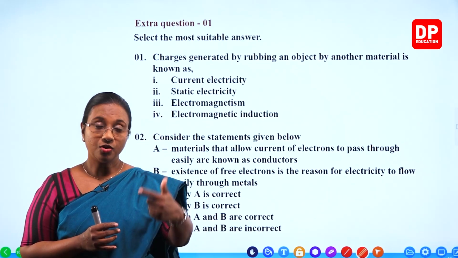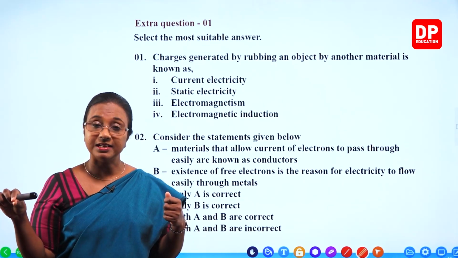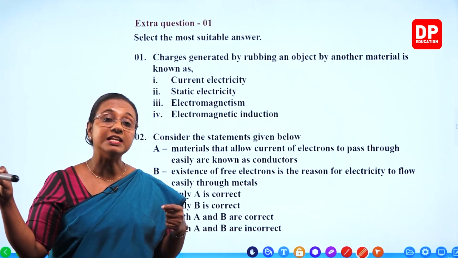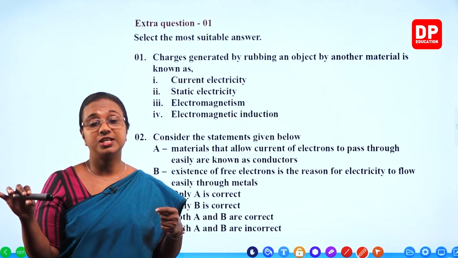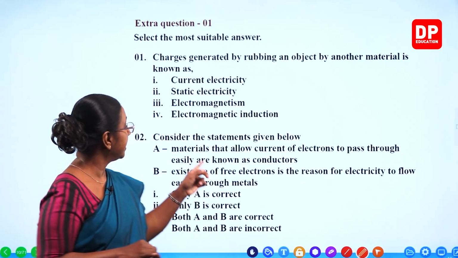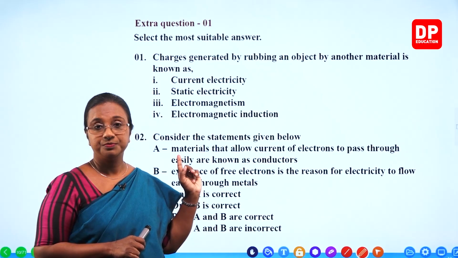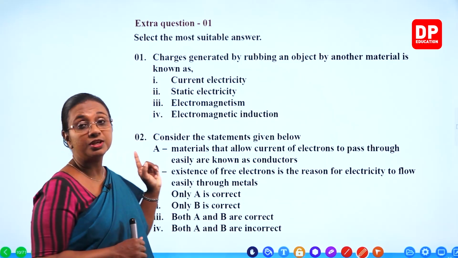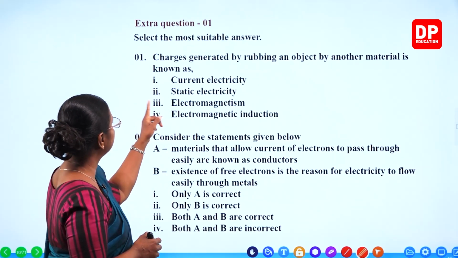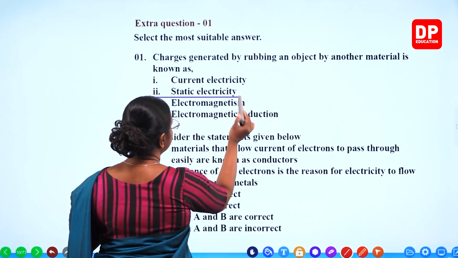So there is a coil which can conduct electricity. There is a magnet, so there is a magnetic field, and you are moving the magnet. When this magnetic field is undergoing a motion, a change, due to that there is a current induced. That is what we call electromagnetic induction. So the answer suitable to the question, charges generated by rubbing an object by another material is known as static electricity. The second answer, static electricity.